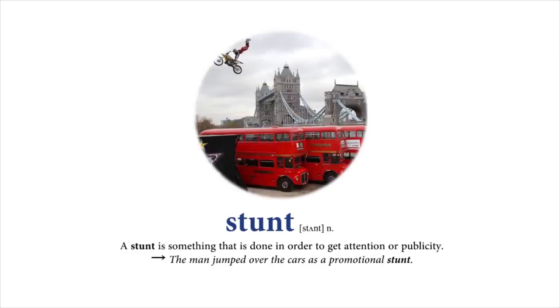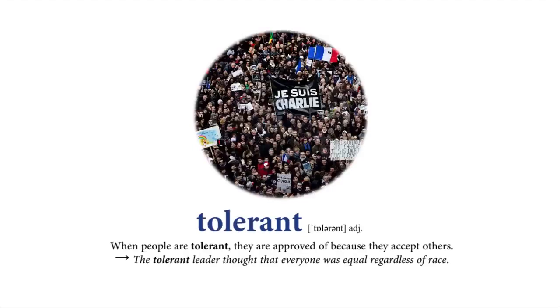Stunt. A stunt is something that is done in order to get attention or publicity. The man jumped over the cars as a promotional stunt. Tolerant. When people are tolerant, they are approved of because they accept others. The tolerant leader thought that everyone was equal, regardless of race.